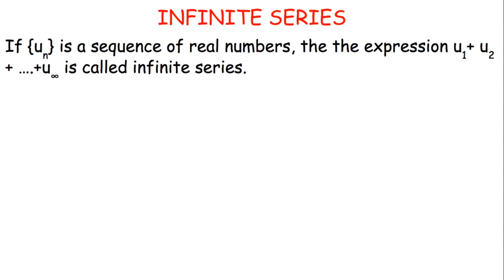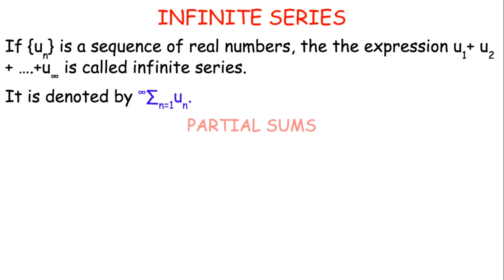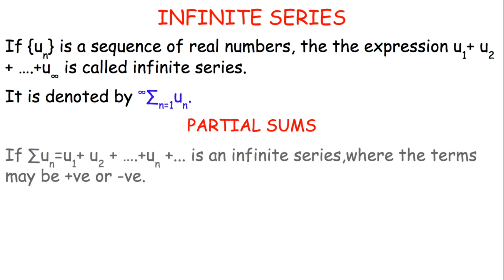Infinite series. If un is a sequence of real numbers, then the expression u1 plus u2 up to u infinite is known as an infinite series. It is denoted by sigma, where n goes from n equals 1 up to infinite, of un. And let's look at one more term known as partial sums of the series.